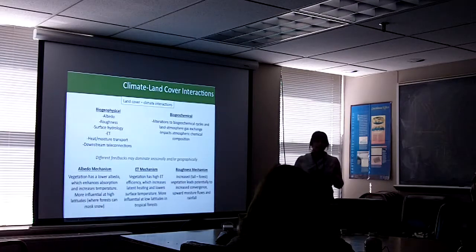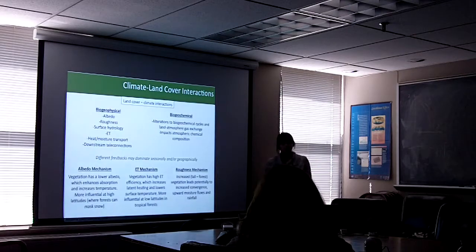There are three mechanisms that are tossed around and that we like to consider, but we have to realize that there's interaction between these mechanisms. So there's an albedo mechanism, in which the vegetation has a lower albedo, which raises the surface temperature by enhancing absorption. We see this signature more often at higher latitudes, when you have forests that mask snow cover seasonally, so that the snow albedo isn't able to come through.